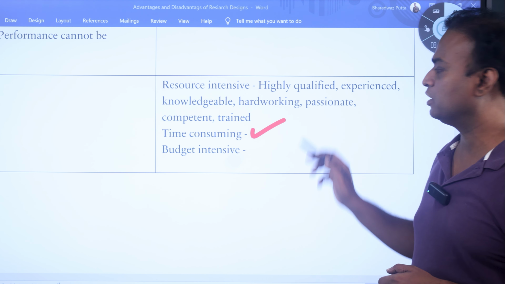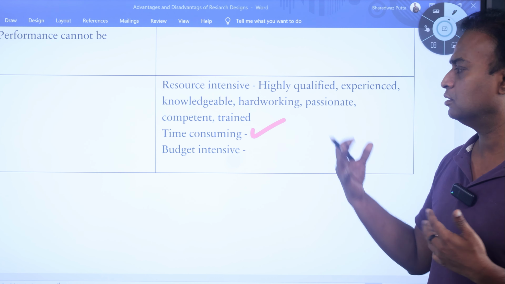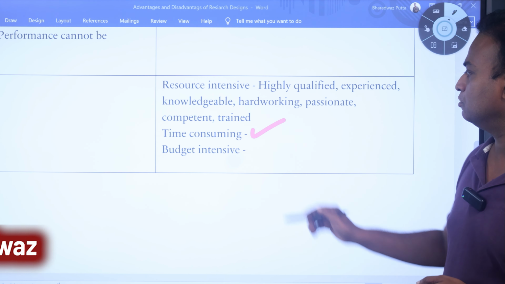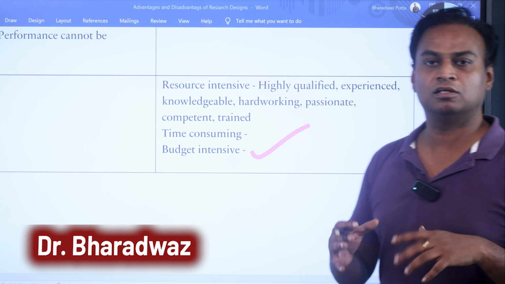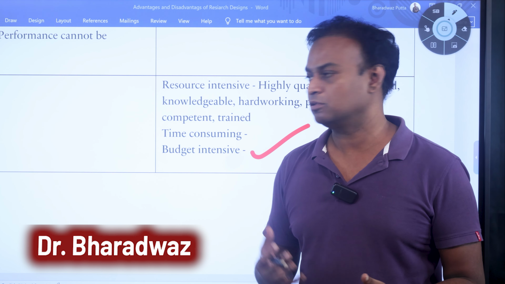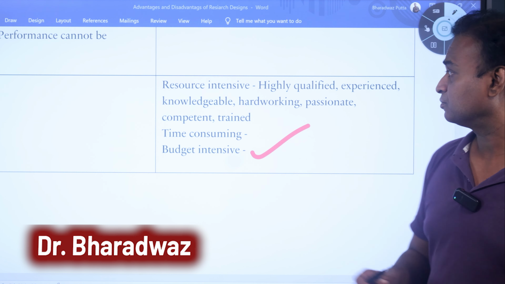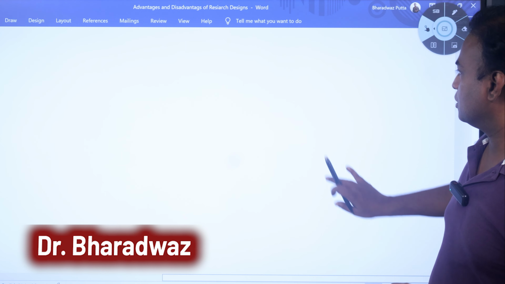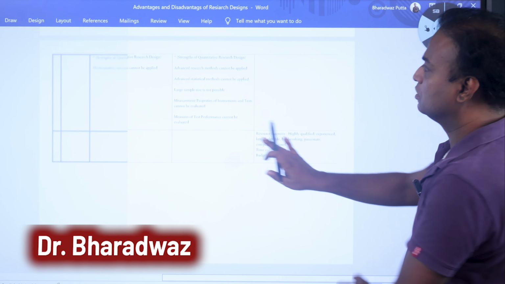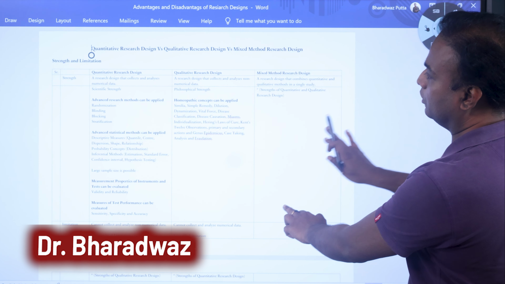Next one is that it is time consuming. It takes a lot of time to do mixed method research, and it is also budget intensive. You need a lot of money to be spent on this type of research design. So each research design has its own strengths and its own limitations.